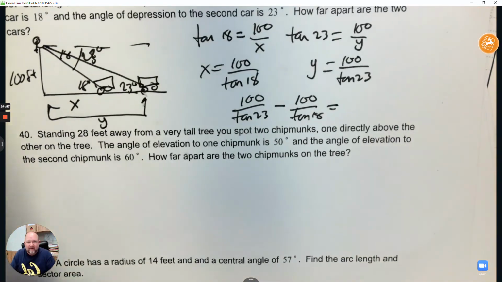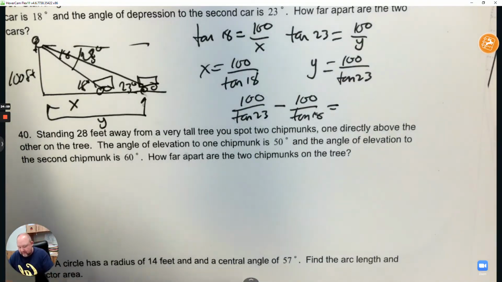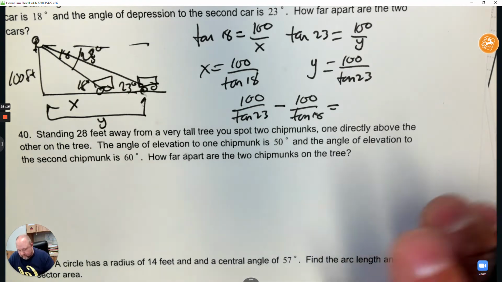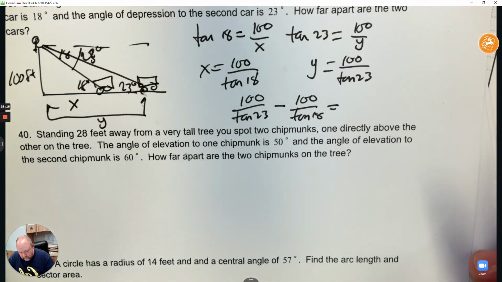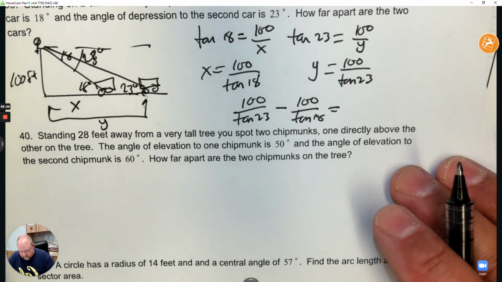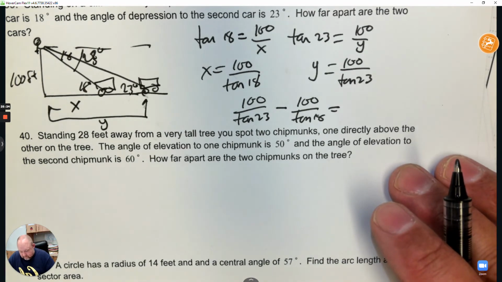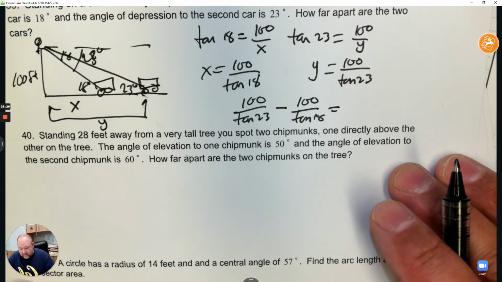So I take the y value, subtract the x value, and that will give me the answer. So 100 divided by tangent 23, subtract 100 divided by tangent 18. What did I do wrong? Oh, I know what I did wrong.